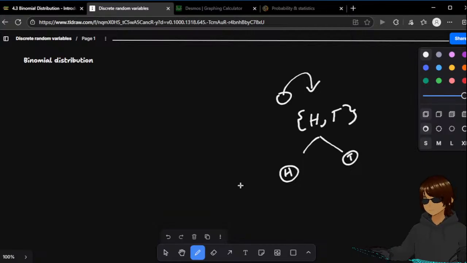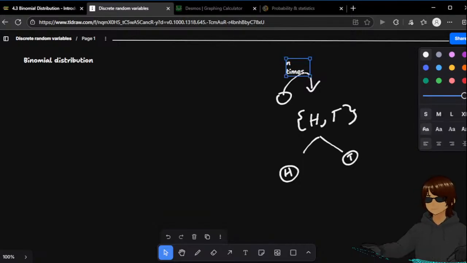So let's say you toss a coin n number of times. N times. What is the probability of head or tail in terms of n?